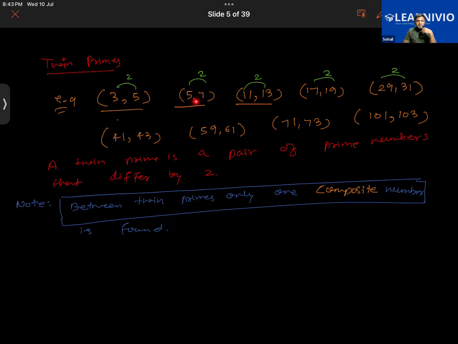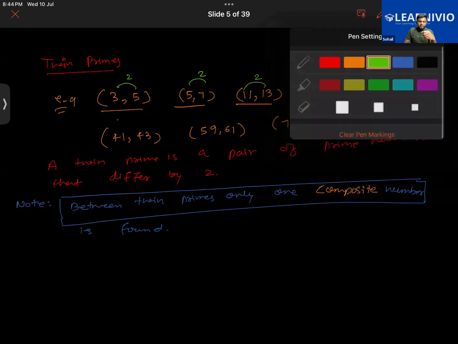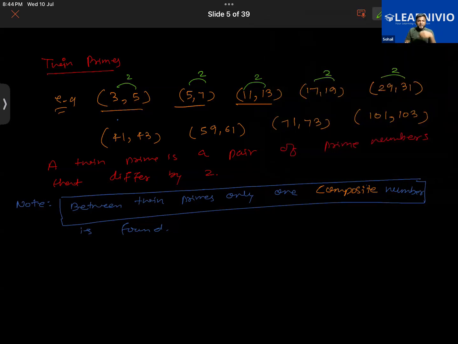And in between the pair of a twin prime, there will exist a composite number. Like between 3 and 5, you have a composite number 4, which has got more than 2 factors. Similarly, between 17 and 19, what is the composite number?